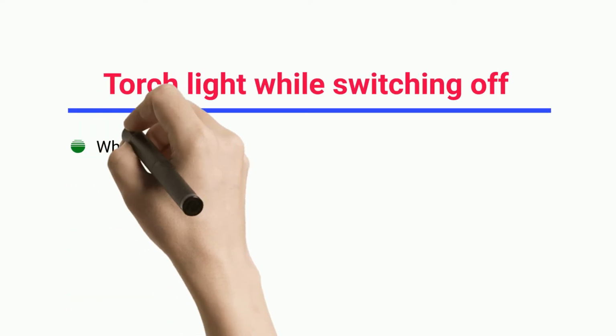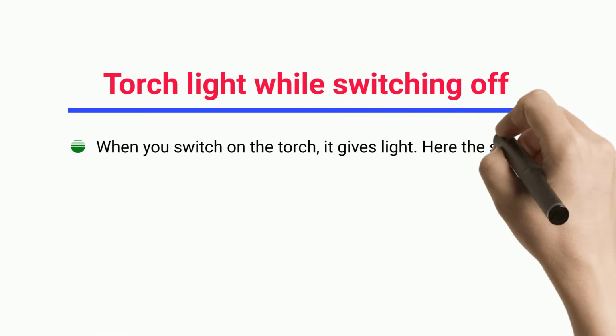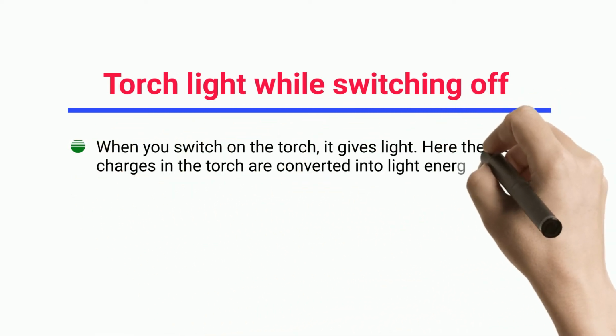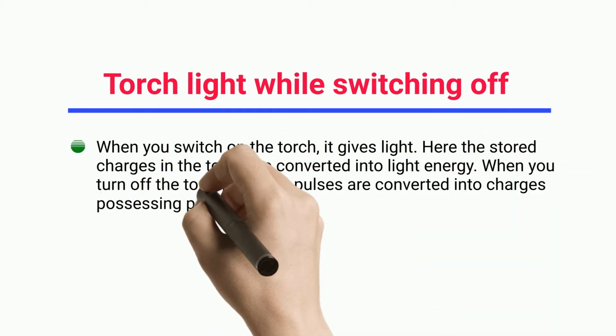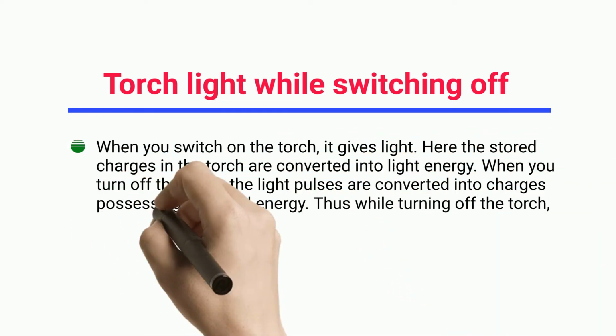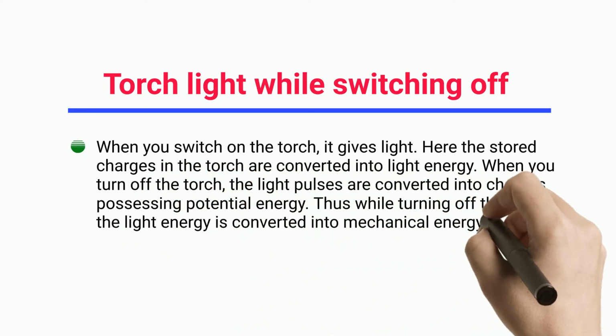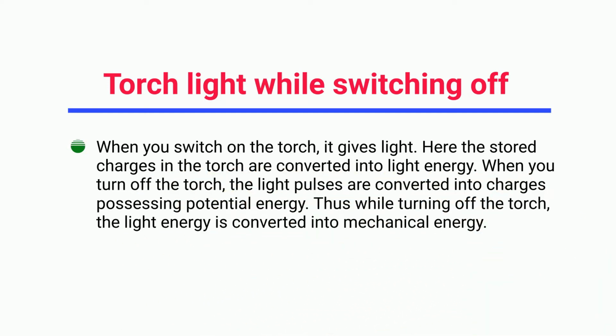Torchlight while switching off. When you switch on the torch, it gives light. Here the stored charges in the torch are converted into light energy. When you turn off the torch, the light pulses are converted into charges possessing potential energy. Thus while turning off the torch, the light energy is converted into mechanical energy.